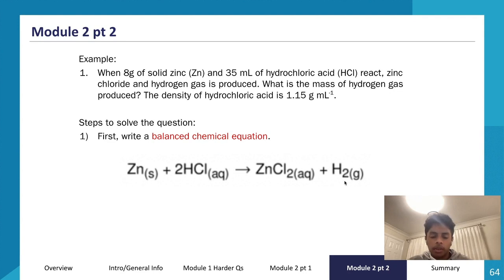a ratio of 1:1. Now, similarly, for every 2 moles of hydrochloric acid reacted, 1 mole of zinc chloride is produced. Similarly, for every 2 moles of HCl reacted, 1 mole of H2 gas is produced. Now, if for every 2 moles of HCl, 1 mole of zinc chloride is produced, then for every 1 mole of HCl, half a mole of zinc chloride is produced. So that's how we use that formula.